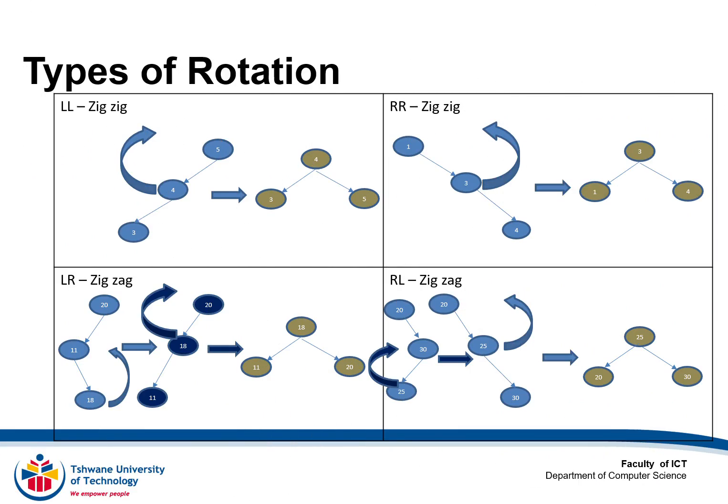Moving on, there are different types of rotations. There are single rotations and double rotations. With single rotations, these we call zig-zig rotations. The double rotations, we call them zig-zag rotations.